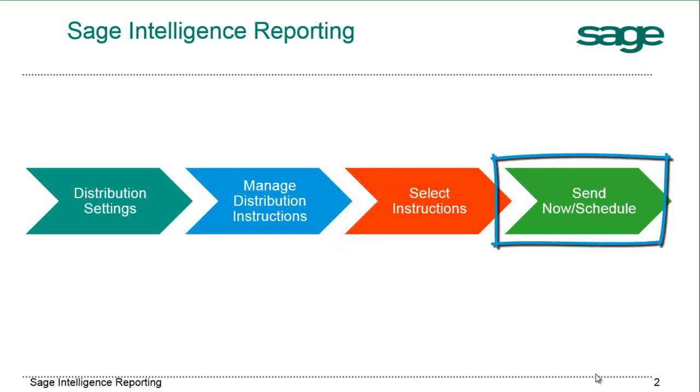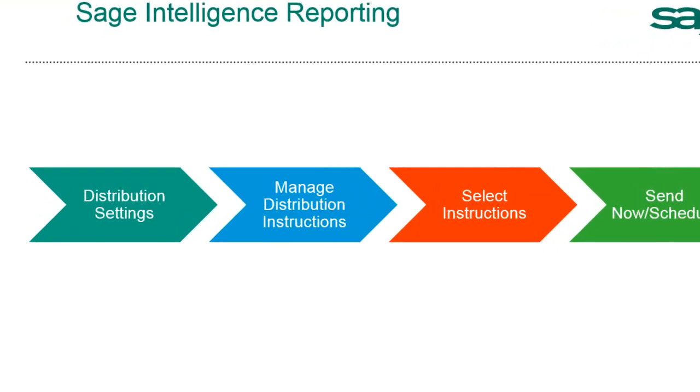The last is the Send Now or scheduling option. Once the distribution instructions have been selected for a report, you can execute the instructions immediately by selecting the Send Now button, or have the report scheduled and the distribution instructions automated once the report has run.